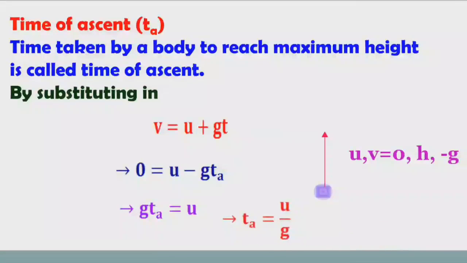Then TA is equal to u by g. Formula for the time of ascent is u by g. Remember this formula, this is very important. Formula for time of ascent is equal to u by g.